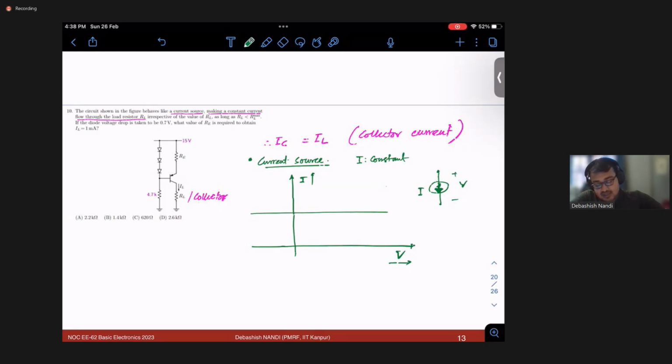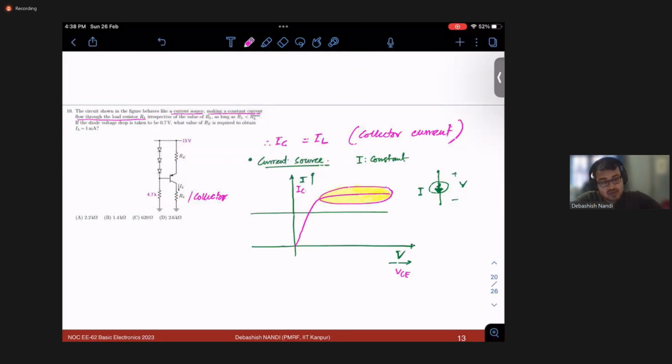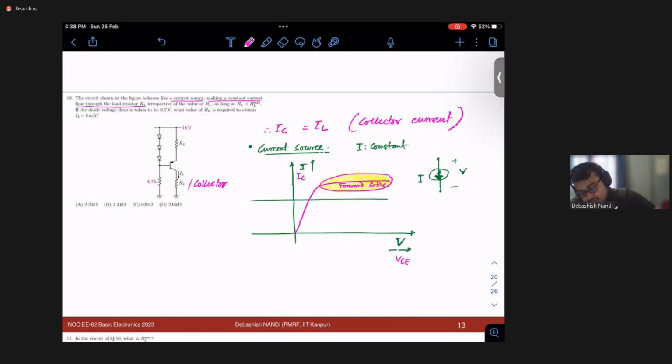So in this case, if you now see this IC versus VCE, if you find the characteristics is like this, you see that in this region, the collector current is constant. What is this region, by the way? This region is nothing but your forward active region, right? So from this point, making it a constant current source, irrespective of the value of RL, you are sure that it is operating in forward active mode.